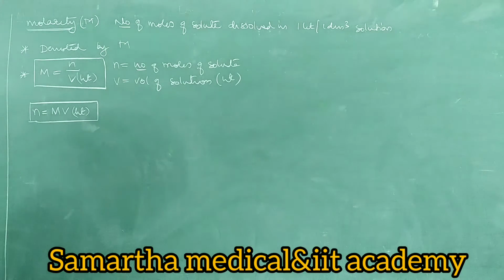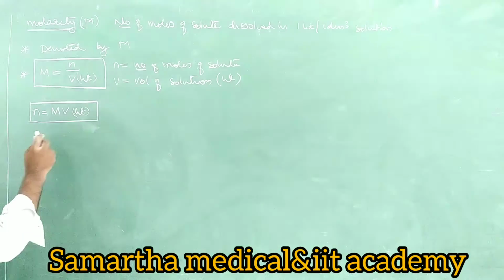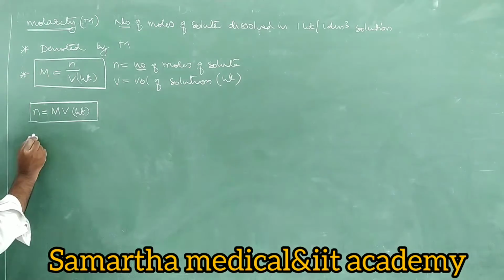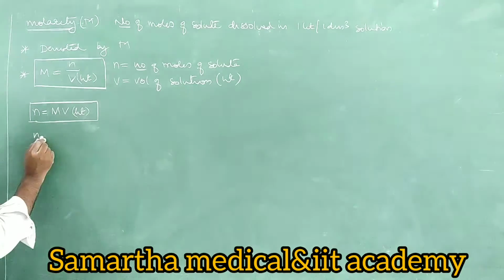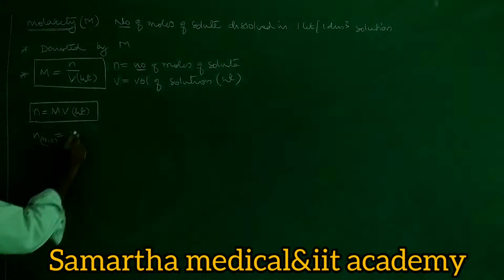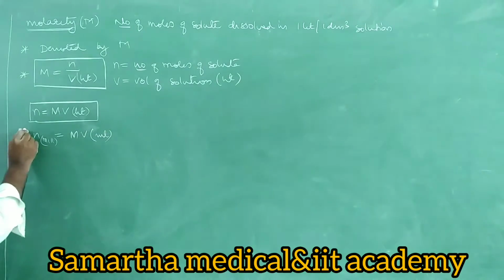If you want the number of millimoles, we can use millimole also. You take milliliter, right? The number of millimoles is equal to molarity into volume, where volume should be in milliliter.